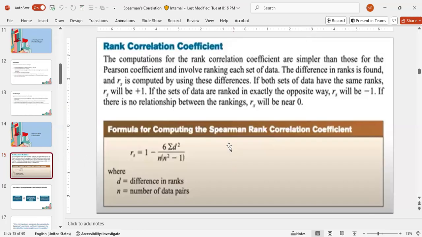Now this is the formula. It is represented as RS, that is Spearman rank correlation coefficient, equal to 1 minus 6 sum of D squared divided by N into N squared minus 1. Now what is D and what is N? D is the difference in ranks and N is the number of data pairs.